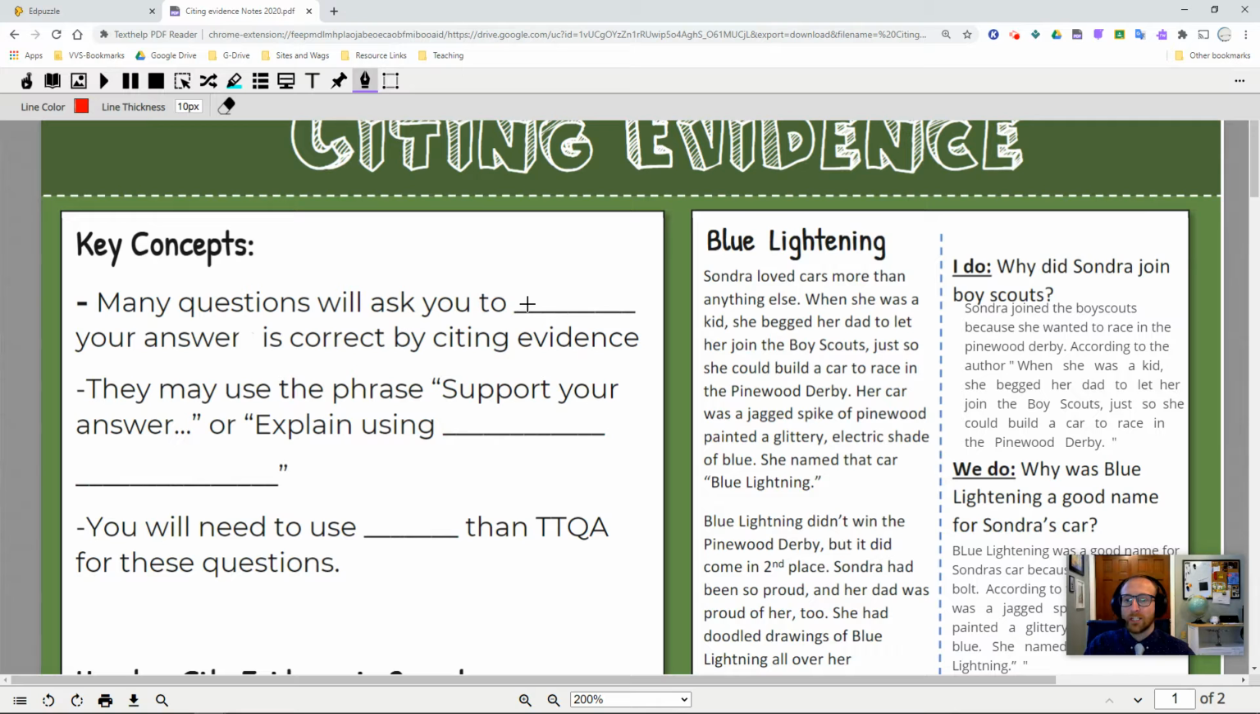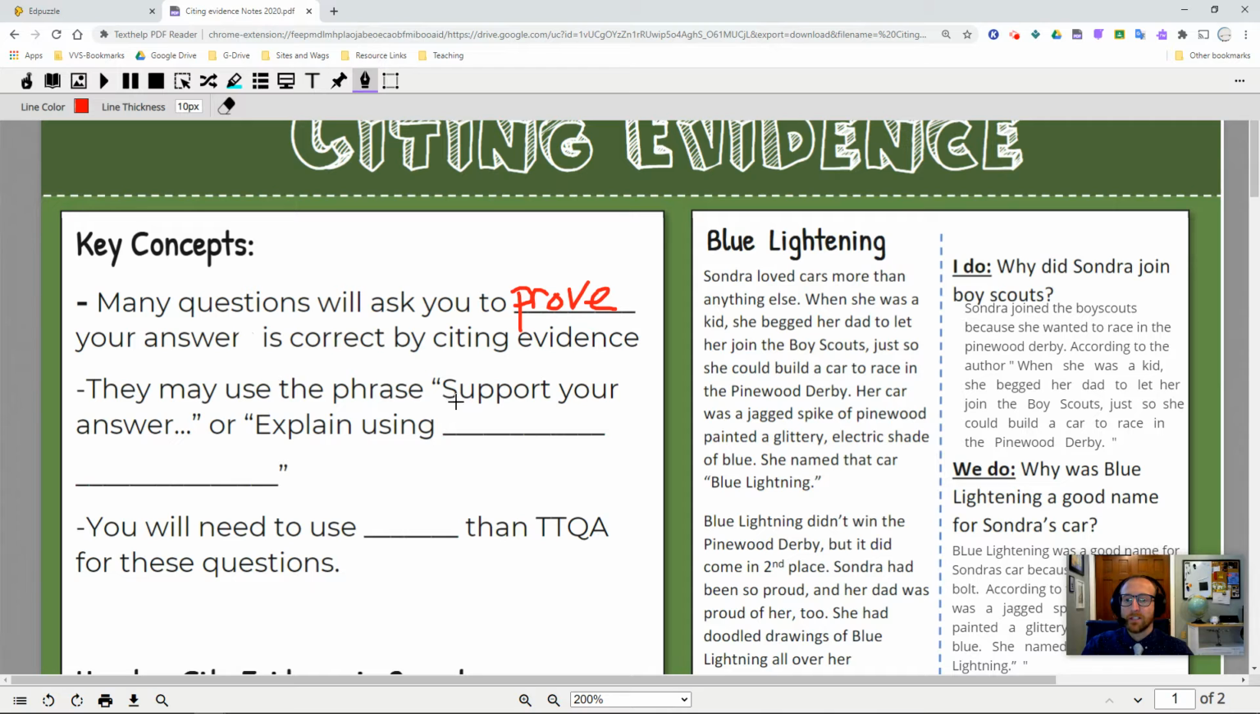Many questions will ask you to prove your answer is correct by citing evidence. Now, you guys don't have to switch your tab over and write this in because you already had it done earlier in the week. I'm just reviewing. So many questions ask you to prove your answer is correct by citing evidence. A TTQA gives a correct answer, but it doesn't prove it.